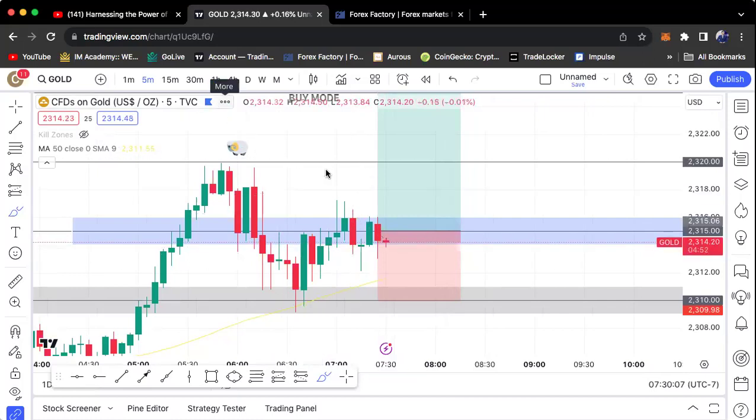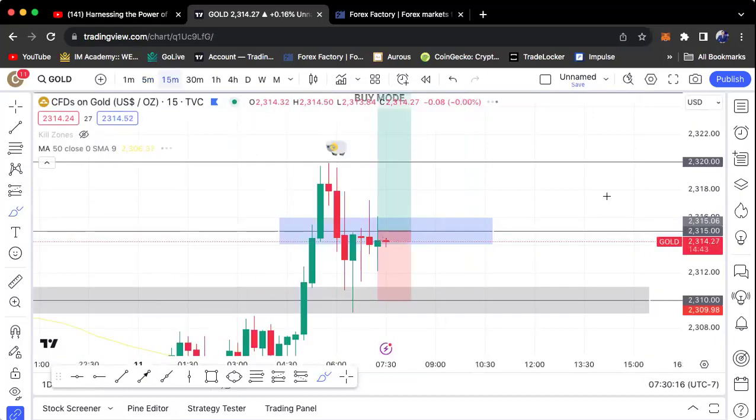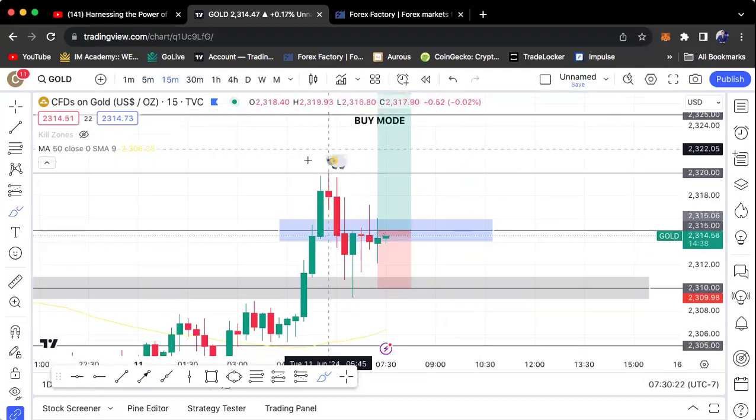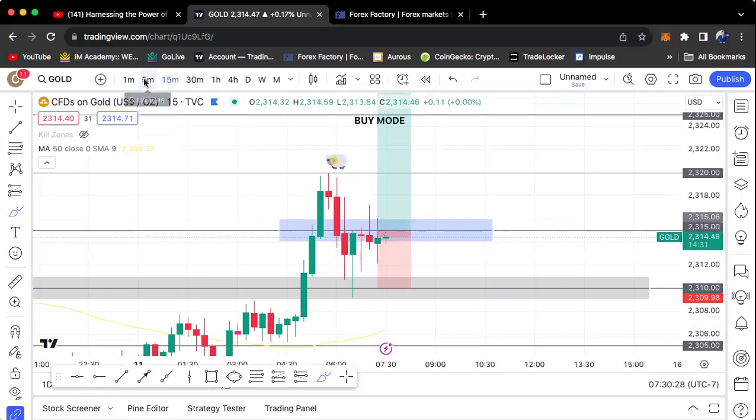So we just hit the 30-minute mark, and it's still within my area there. On the 15-minute, just give me a bullish 15-minute candle. Like it wants to form a bullish candle.